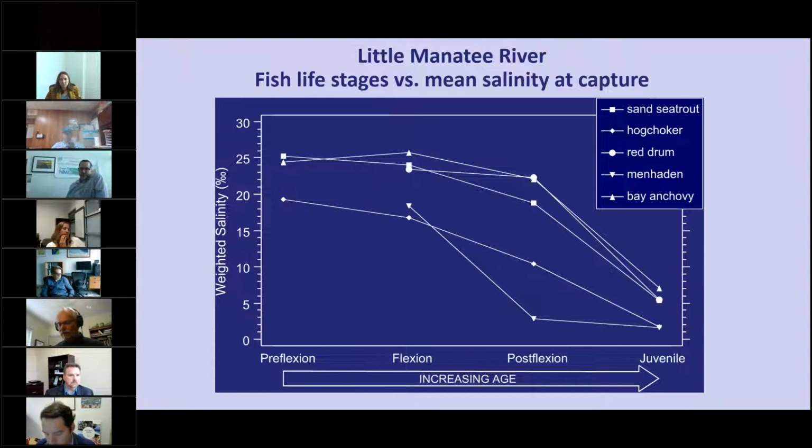The larvae are found near the mouths of the river and in the bay in higher salinity waters, but the juveniles migrate into low salinity waters. Without a doubt, management of these low salinity zones in tidal rivers is very important, but what goes on in the higher salinity zones in the bay is important as well. Next slide, please.